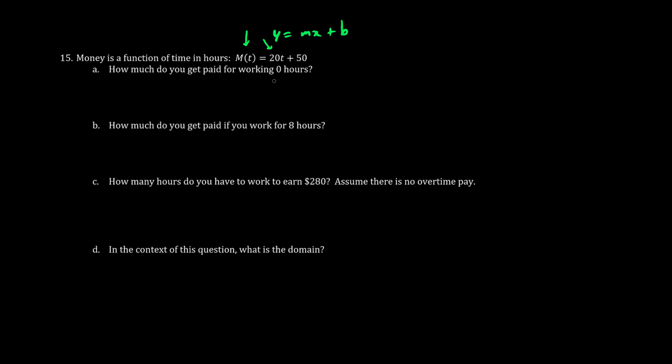So how much money do you make for working 0 hours? So the money is equal to 20. We substitute 0 hours. And what happens here is anything times 0 is 0. And we actually can charge $50 for just showing up.